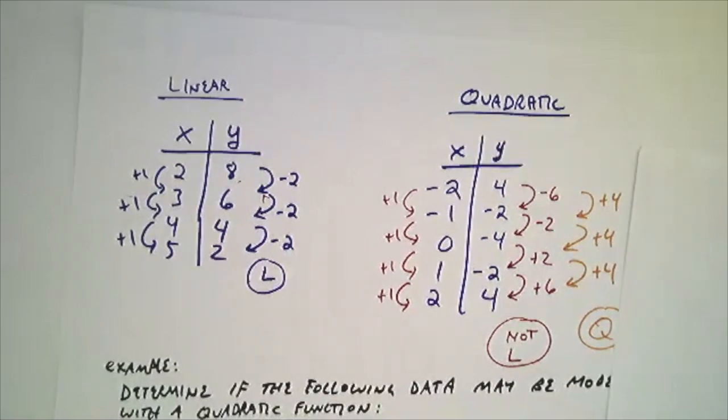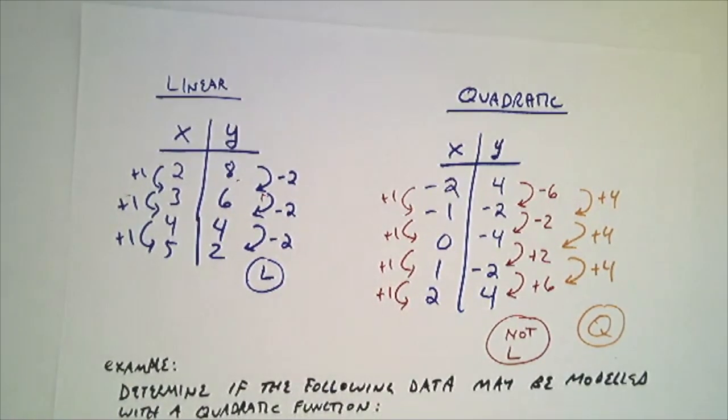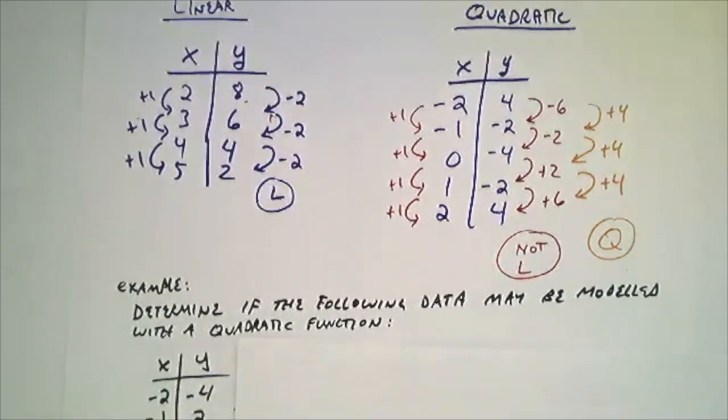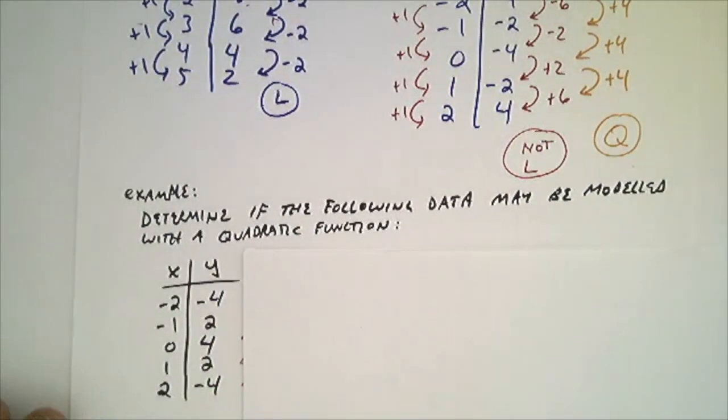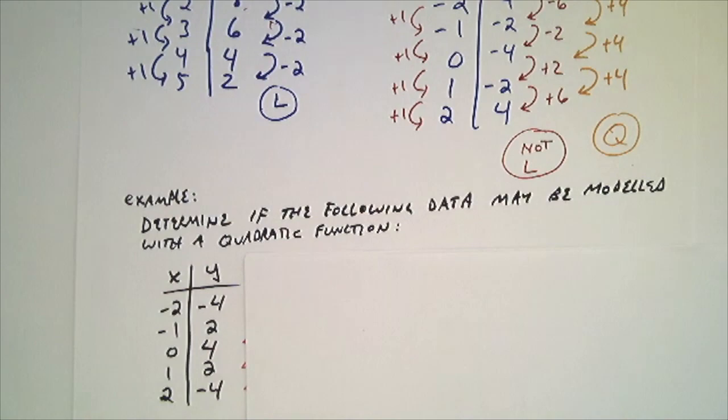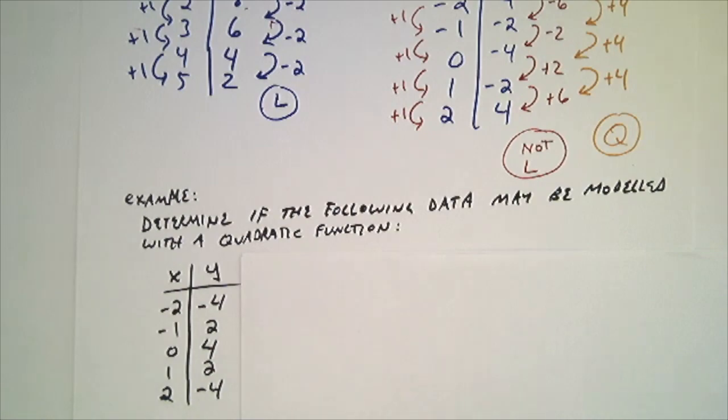So let's do an example. Let me give you an example, and you can try this on your own. Determine that the data can be modeled with a quadratic function. I'll give you a second here, you can pause the video.